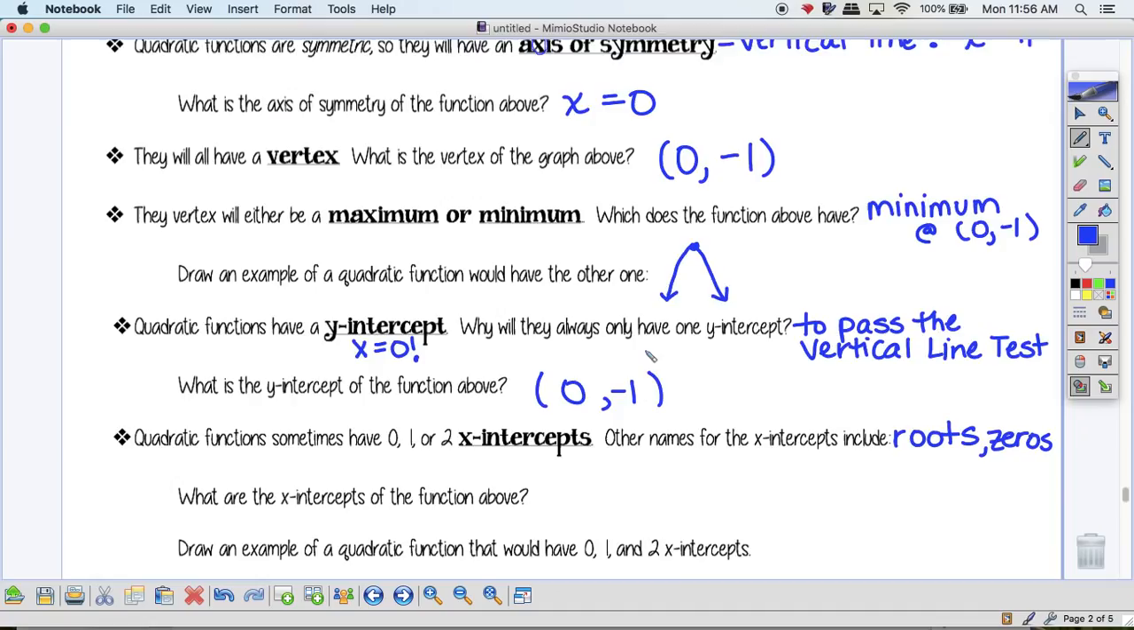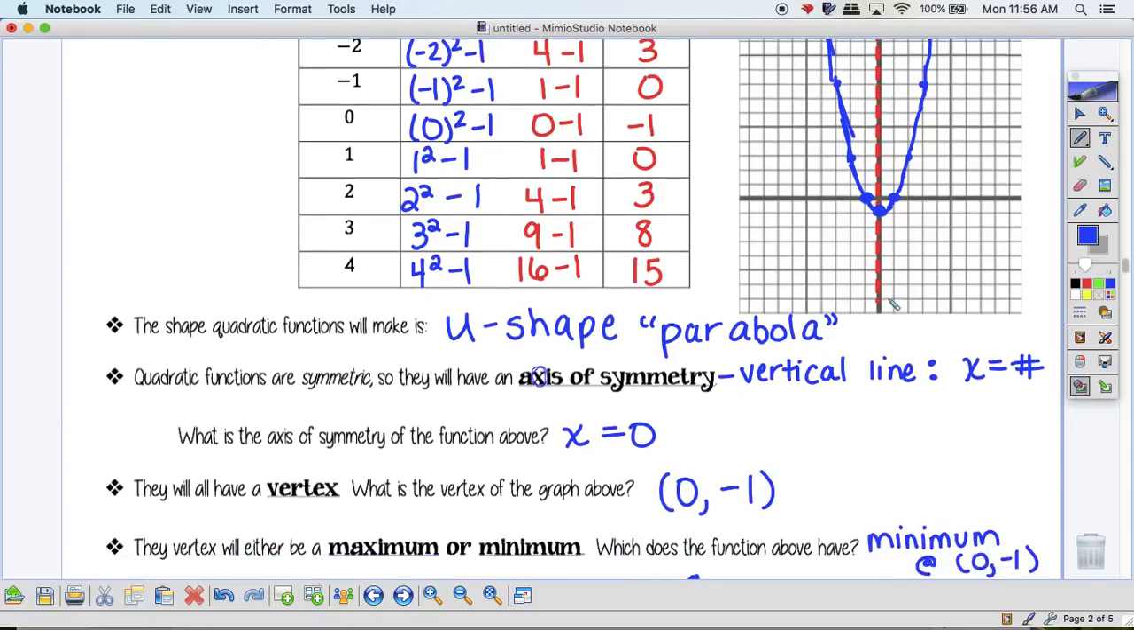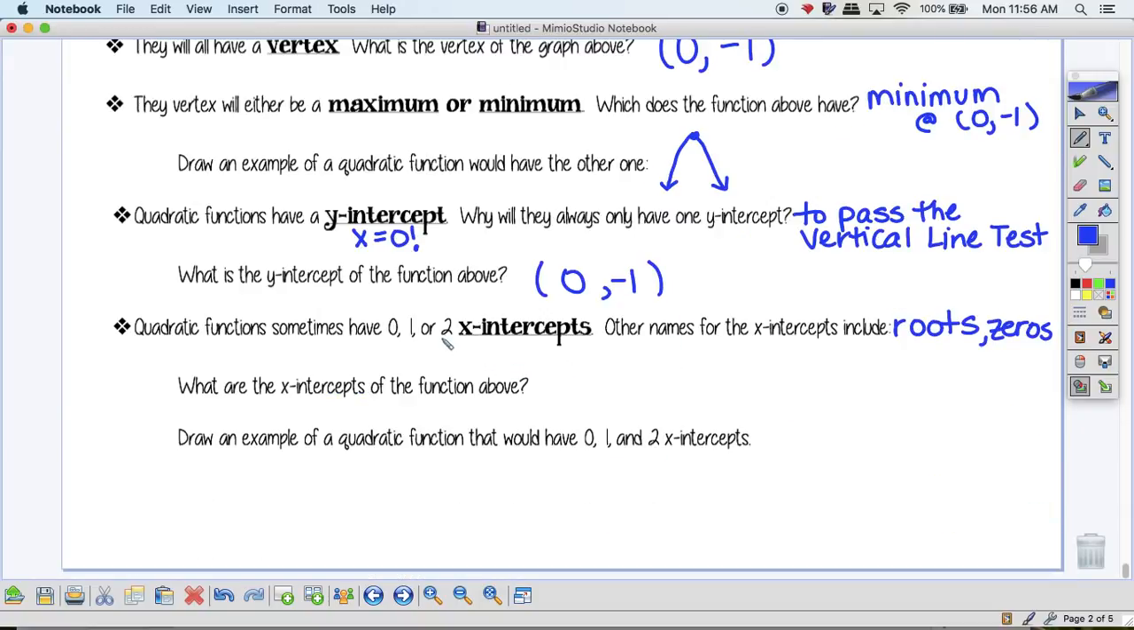It says, what are the x-intercepts of the function above? So where does it cross the x-axis? This one has got 2 x-intercepts. I've got one at -1, 0 and +1, 0. What do we always remember for x-intercept? We always remember y equals 0. So -1, 0 is a root, and positive 1, 0 is a root, or zero, or x-intercept. So our quadratic had 2 x-intercepts, but occasionally there might be 0 or 1 or 2.